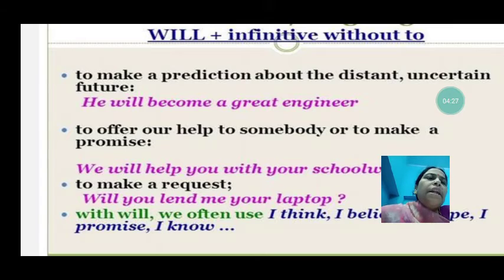To make a prediction about the distant, uncertain future, so we don't know what is going to happen in the future, we use this will. He will become a great engineer. So it is a prediction that, okay, he will become a great engineer.